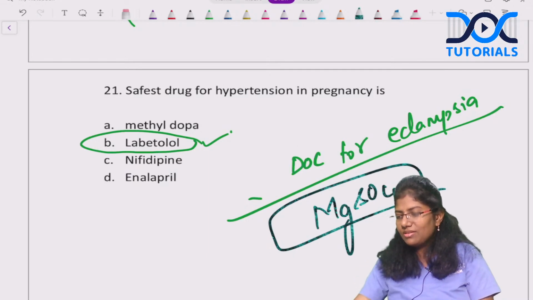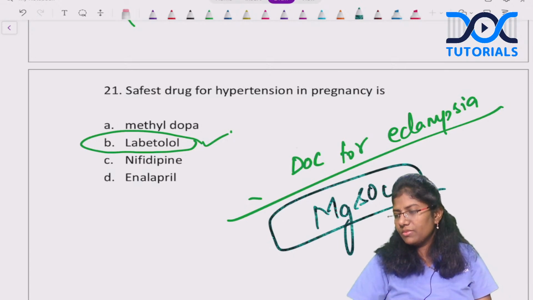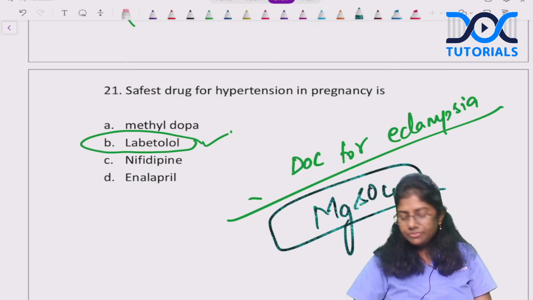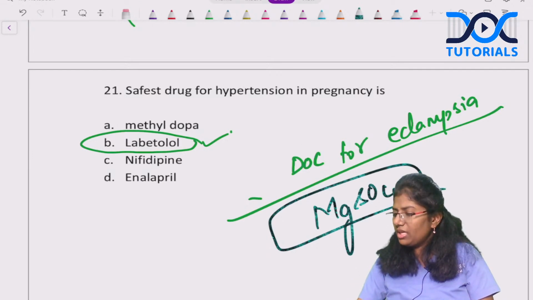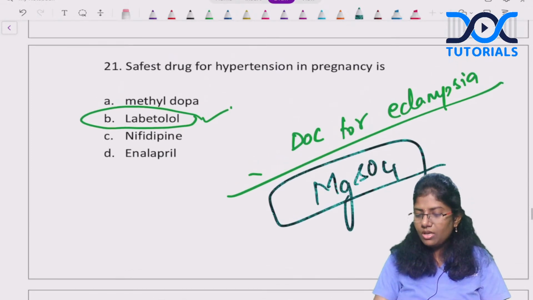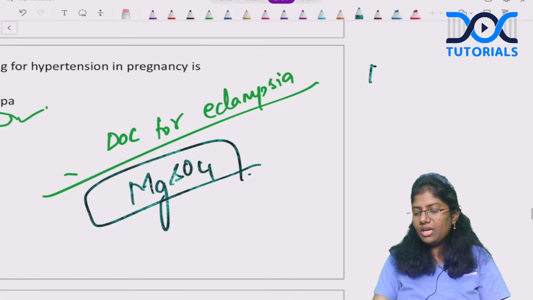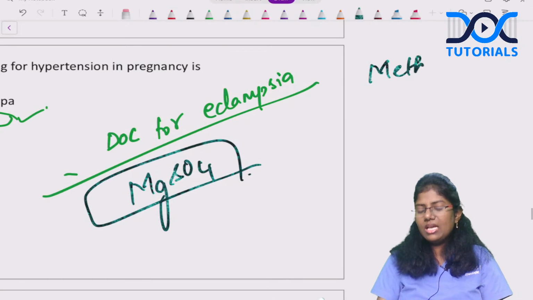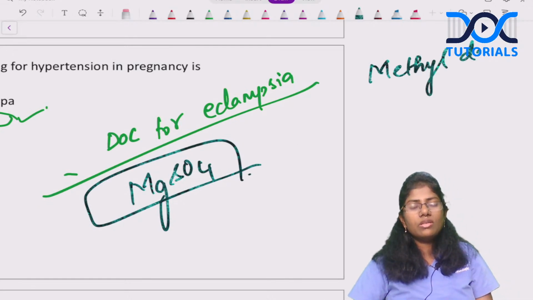Methyl dopa, no. Dr. Prashant, labetalol is the safest drug. Okay, fine. Why not methyl dopa? Methyl dopa is not the drug of choice. It is neither the drug of choice nor the safest.